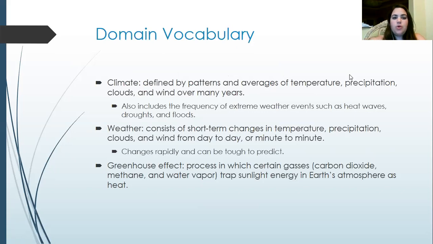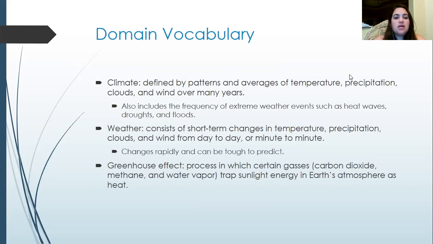All right, so your domain vocabulary, you have 3 words this time. And I know this is a lot different than when we do in class, because when we do domain vocabulary in class, we do 20-something definitions, and that is the definitions for the entire unit. But since we're virtual learning, this is a lot different. So climate. Climate is defined by patterns and averages of temperatures, precipitation, clouds, and wind over many years.